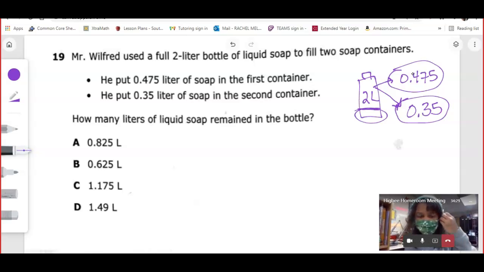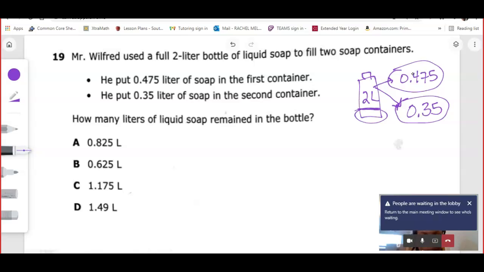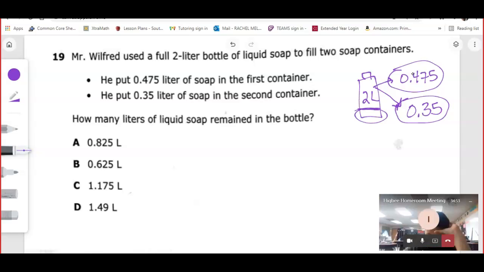Need to add up the decimals and I think subtract first. What am I subtracting? 0.475 and 0.35. Okay, do we agree with her? No. Brandon, what are your thoughts? I think you should add it.